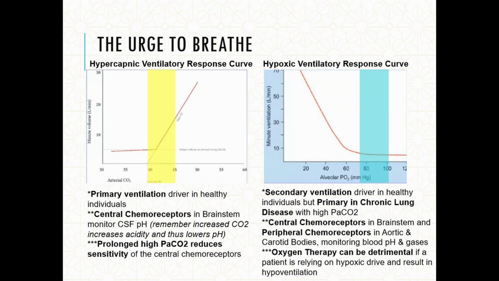For these individuals who are relying on hypoxic ventilatory drive, they are using more of the peripheral chemoreceptors located in the aortic and carotid bodies. The carotid body ones are the most important in humans, and those are monitoring the blood pH and the actual partial pressure of gases. And that is our hypercapnic versus our hypoxic urge to breathe.